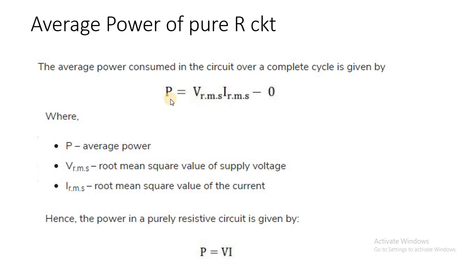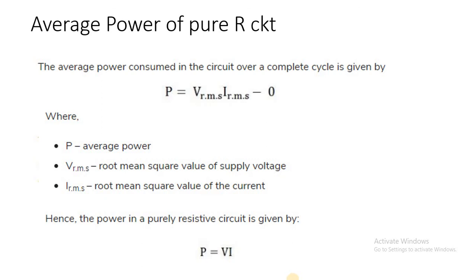So the average power of a pure resistive circuit is P equal to Vrms into Irms. So the formula of average power for a pure resistive circuit is Vrms into Irms. It is nothing but P equal to capital V into capital I. What is capital V? Capital V is Vrms, capital I is Irms. So whenever I have a pure resistive circuit, the average value of power is equal to Vrms into Irms. So this concept we have understood in the pure resistive circuit.